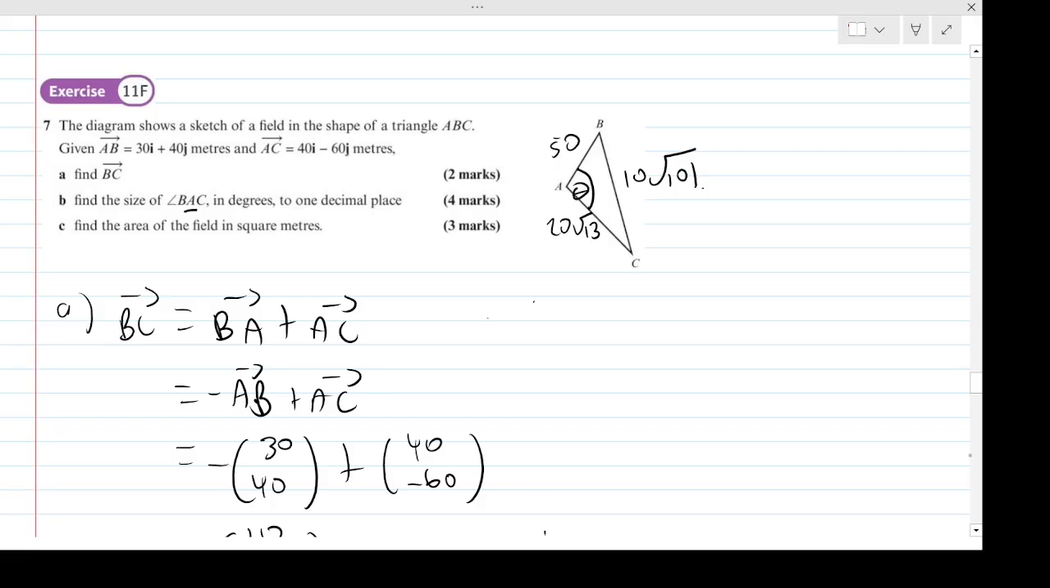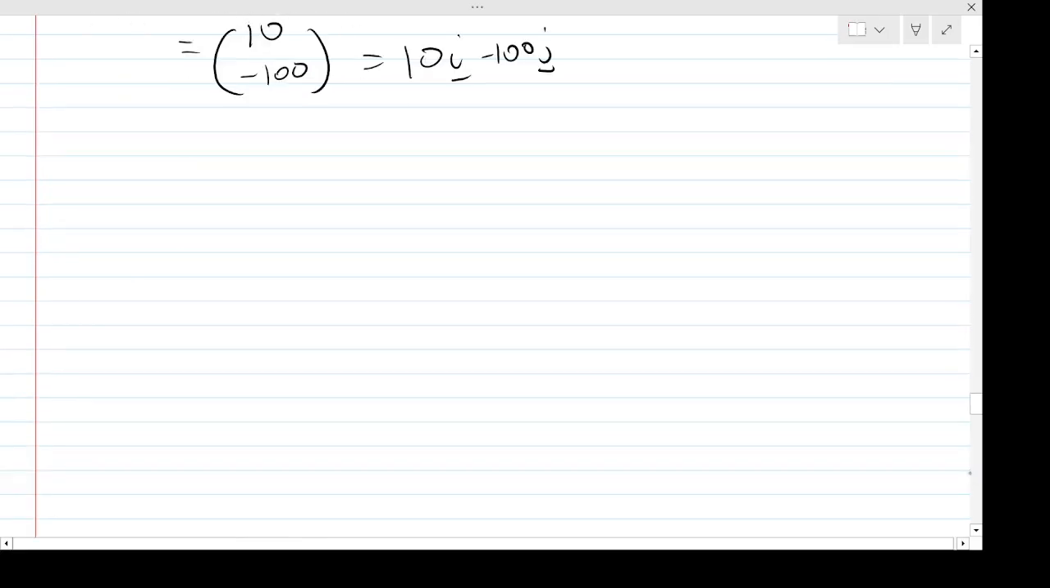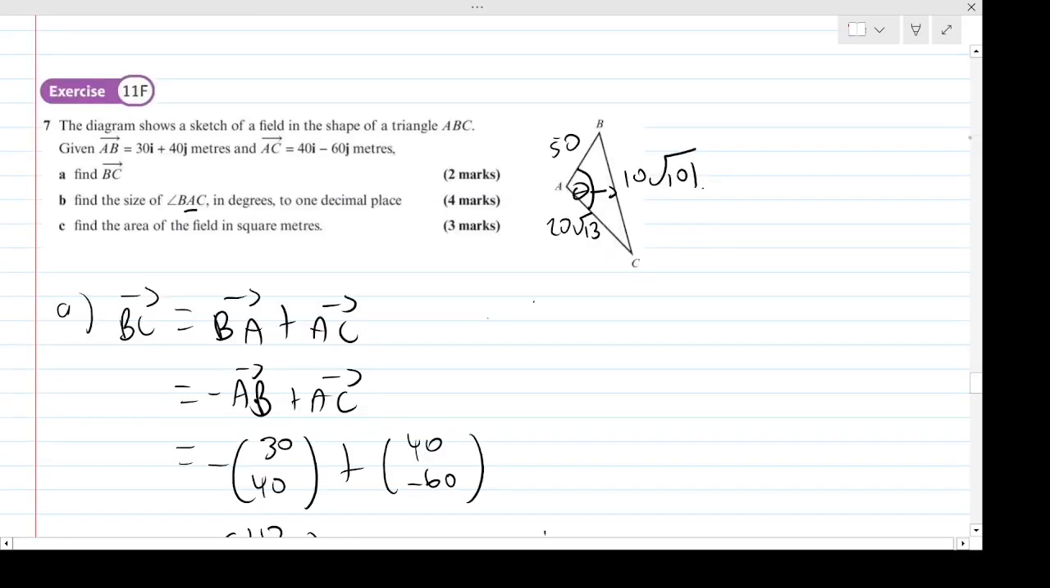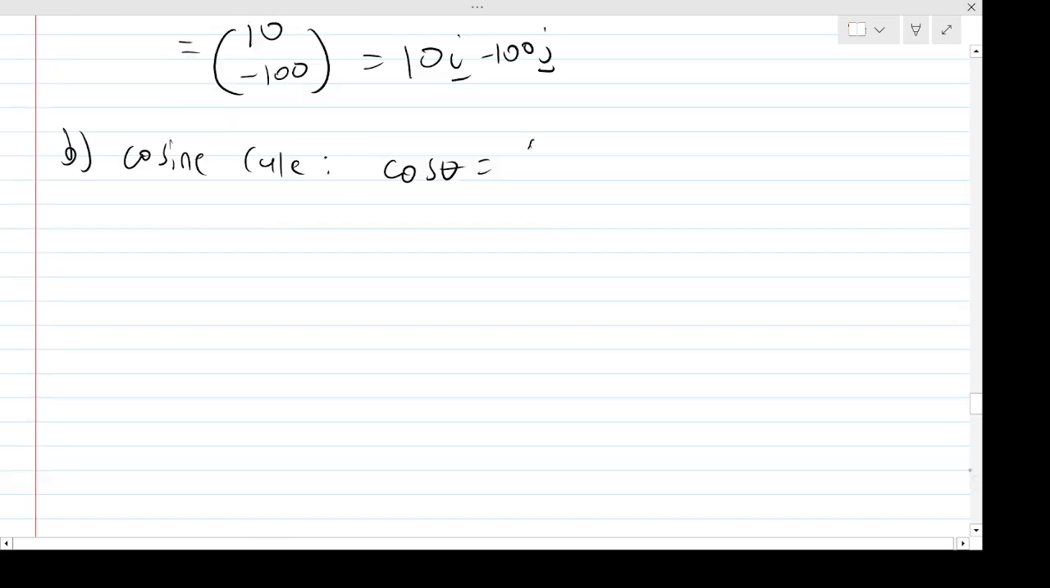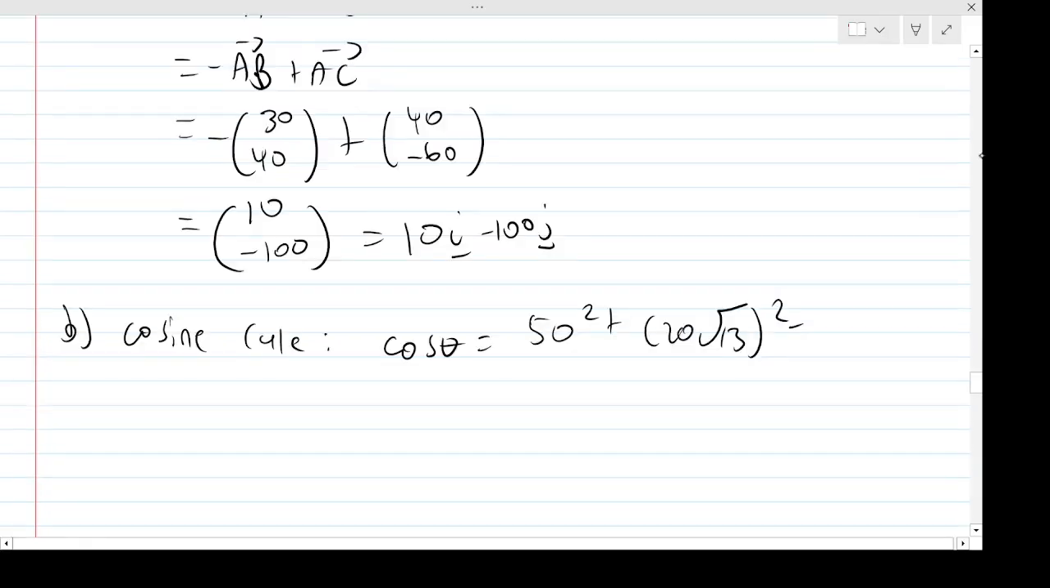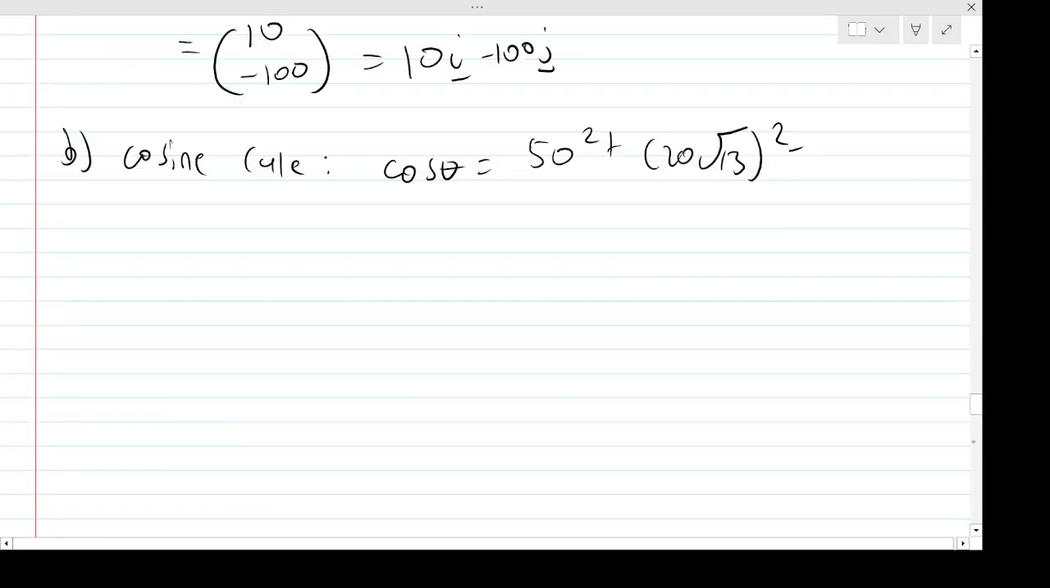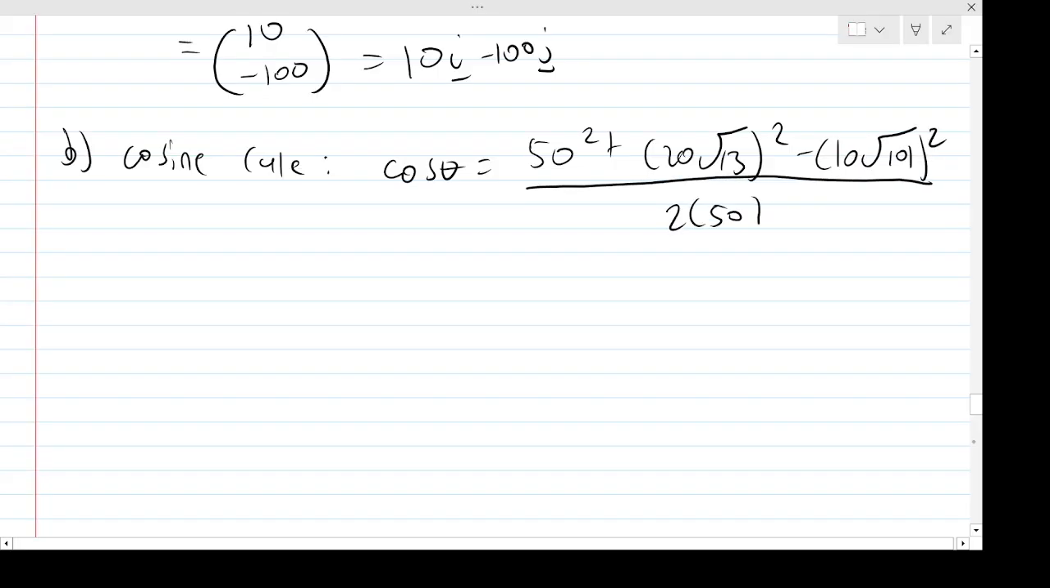Right, so the cosine rule for theta, well, theta is opposite this length, 10 root 101. So if we were to do the cosine rule for theta, well, cos theta would be the other two sides, so 50 and 20 root 13. So 50 squared add 20 root 13 squared, take away 10 root 101 squared, divided by 2 lots of 50, 20 root 13.